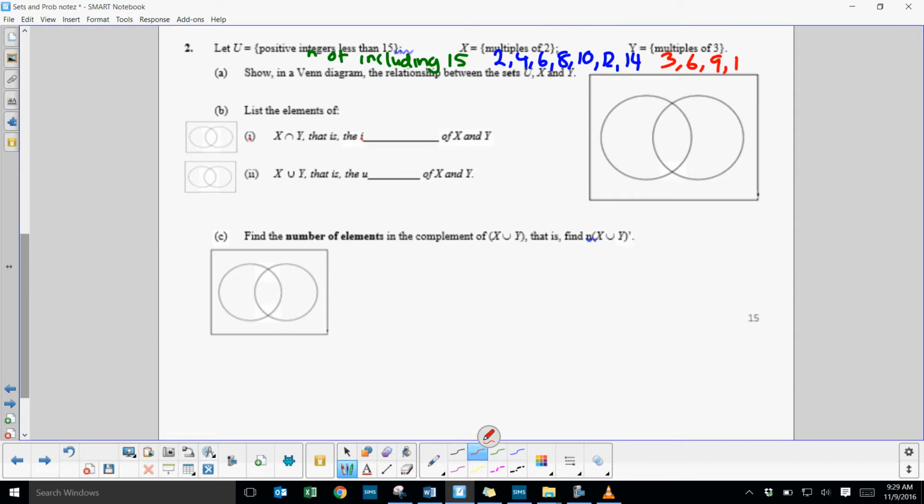Try to think, would you include 15? No, you wouldn't, because the universe is positive integers less than 15. So if it was including 15, it would say less than or including 15. So now we're asked, show in a Venn diagram the relationship between U, X, and Y. So I think in your textbook they put the U down here. Some other textbooks they put the U up here. So I'll just stick with what your textbook does.